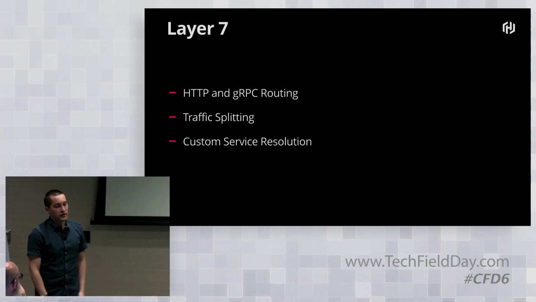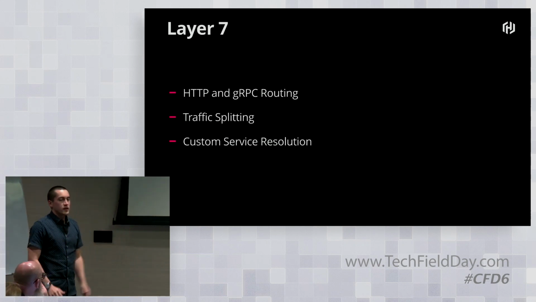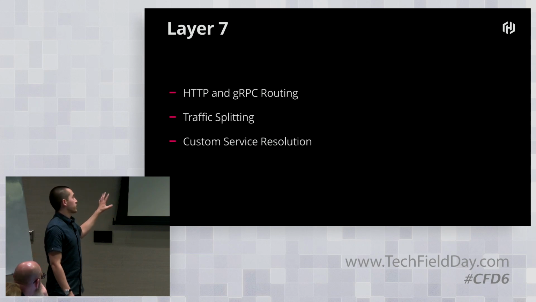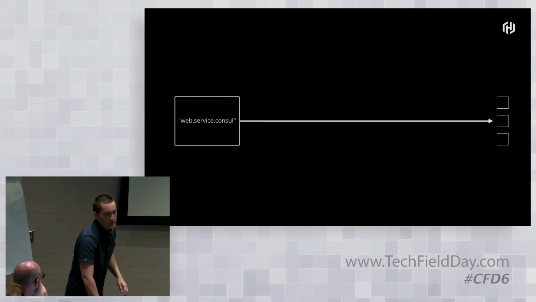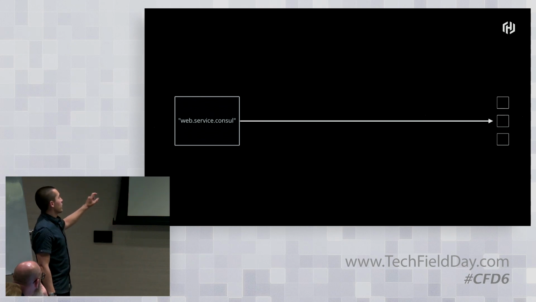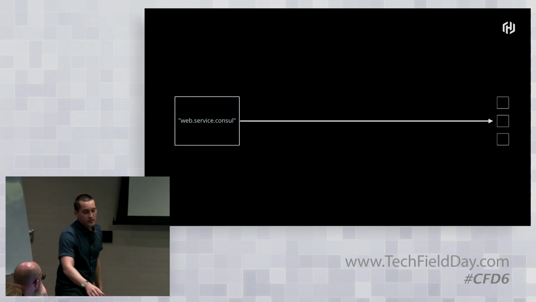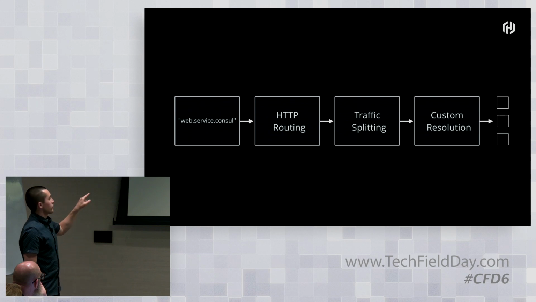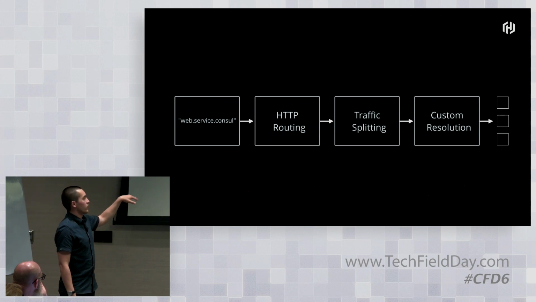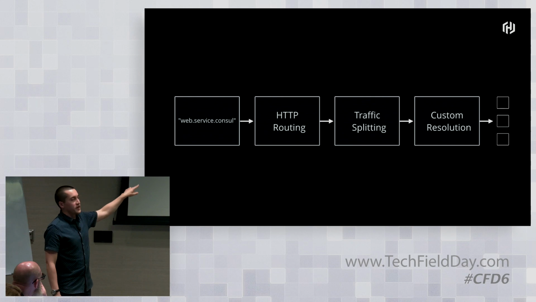So in Consul Connect, we support, and this is all fully released, layer 7 features around HTTP, gRPC routing, traffic splitting, and custom service resolution. I'm just going to go quickly to show you what that looks like. So I mentioned this earlier, but by default, when you ask Consul where the web service is, it just finds the healthy ones and returns them to you. You could also introduce any number of these, one or all of them, to do routing, splitting, and resolution. And this is how it happens. We call this the discovery chain, and we do it in this order.